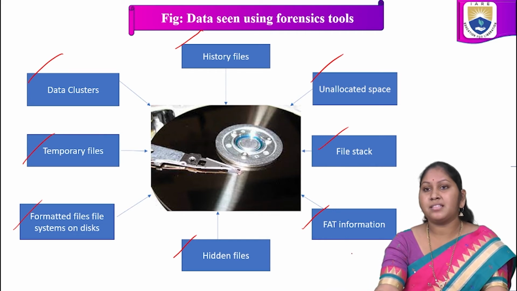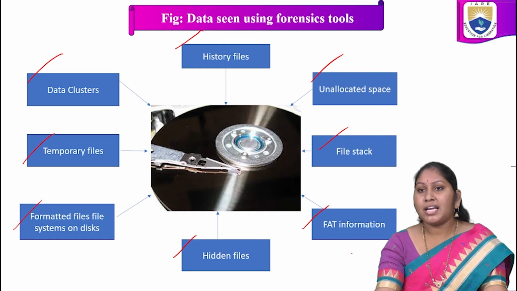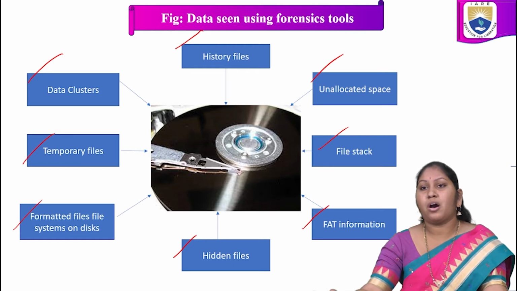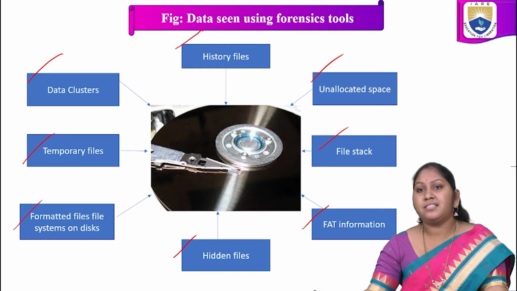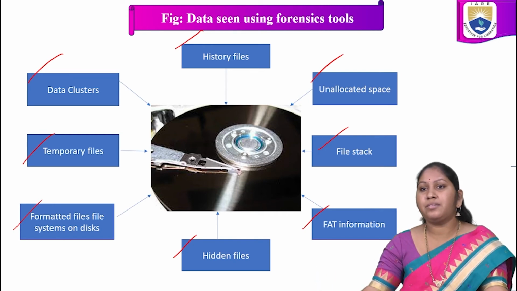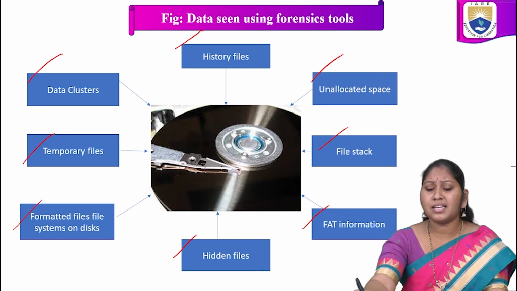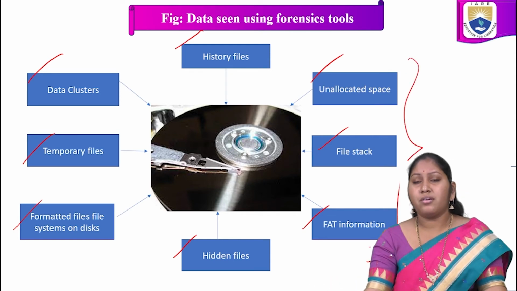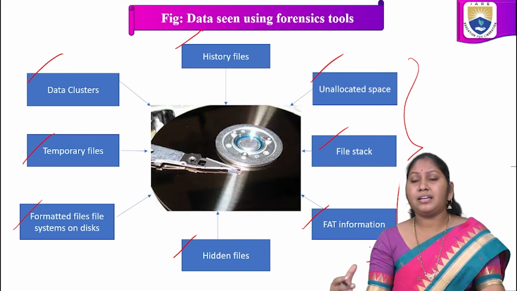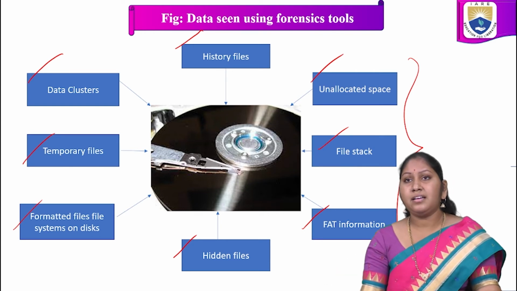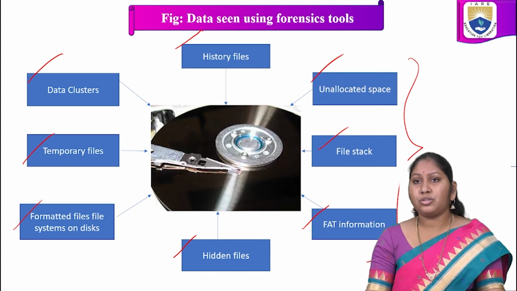FAT is the file allocation table. How we have to allocate the files can be seen in the FAT allocation table. Okay, these are the main tools for extracting the data through cyber forensic tools.